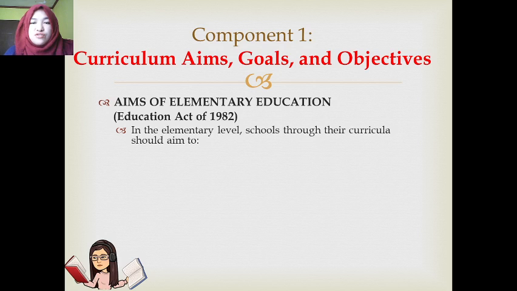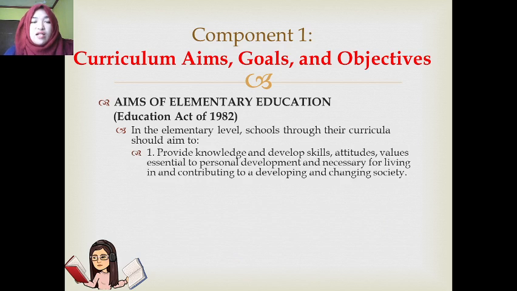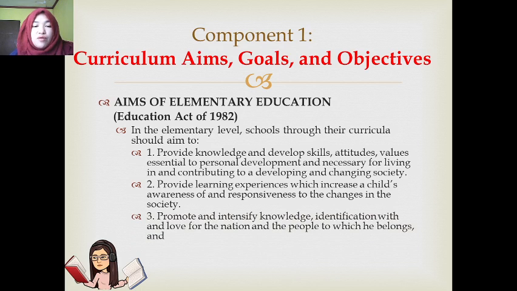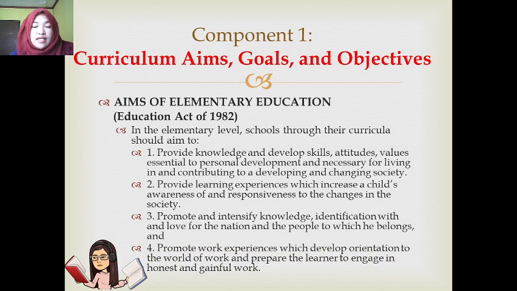So in the elementary level, schools through their curricula should aim to, number one, provide knowledge and develop skills, attitudes, values essential to personal development and necessary for living in and contributing to a developing and changing society. Number two, provide learning experiences which increase a child's awareness of and responsiveness to the changes in the society. Number three, promote and intensify knowledge, identification with, and love for the nation and the people to which he belongs. And last one, promote work experiences which develop orientation to the world of work and prepare the learner to engage in honest and gainful work.